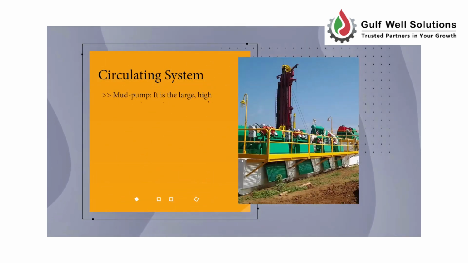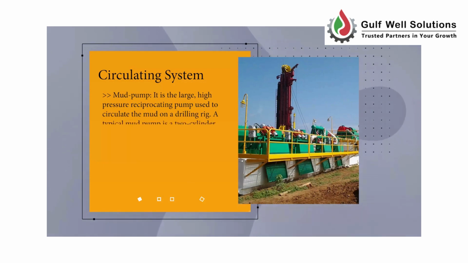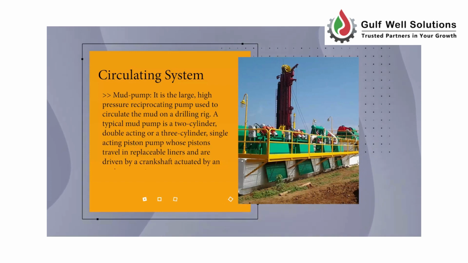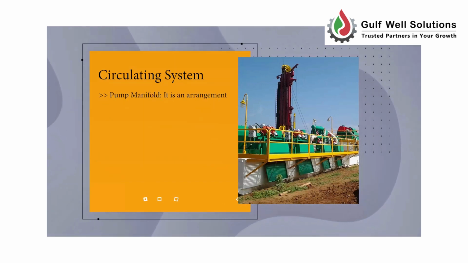Circulating system. Mud pump. It is the large, high-pressure reciprocating pump used to circulate the mud on a drilling rig. A typical mud pump is a 2-cylinder, double-acting or a 3-cylinder, single-acting piston pump whose pistons travel in replaceable liners and are driven by a crankshaft actuated by an engine or motor.